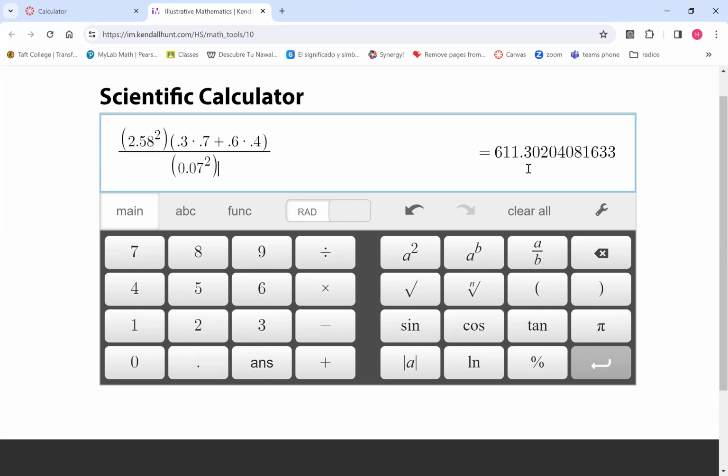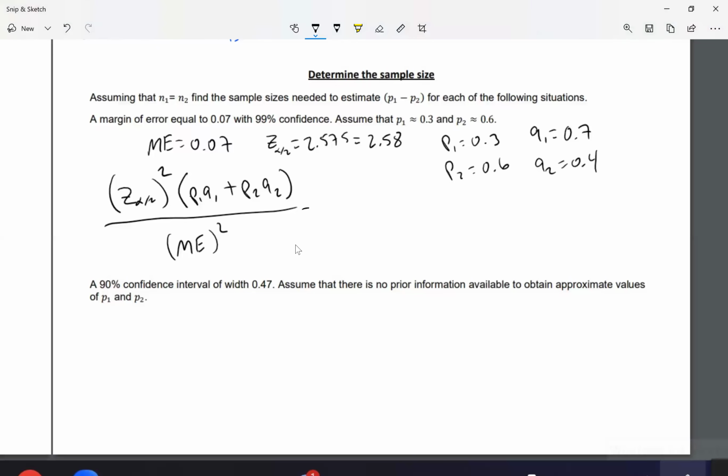Remember, I've done sample sizes with you guys a few times already. For a sample size, I'm going to round it to a whole number, but my whole number cannot be less than 611.3. If I choose 611, that is less than 611.3. So in my case, my sample here has to be 612.